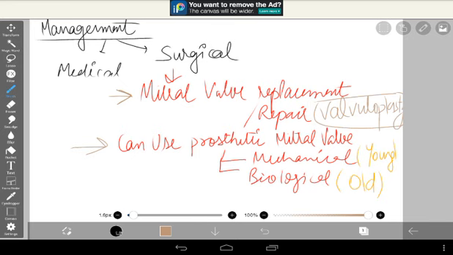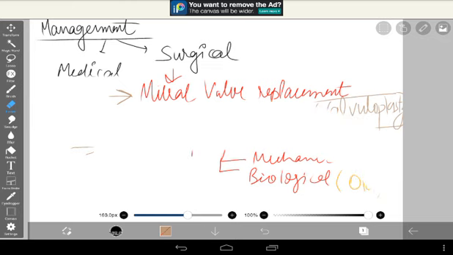Another point to be noted here is that the surgical treatment is only done when there is a worsening of symptoms and progressive cardiac dilatation and left ventricular dysfunction. These are the things that are indicative of surgical treatment. So yes, this is how we are going to treat it surgically.